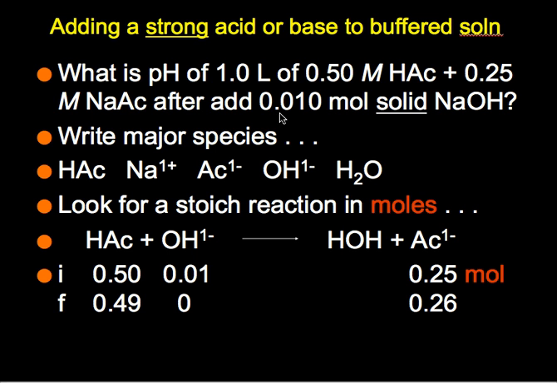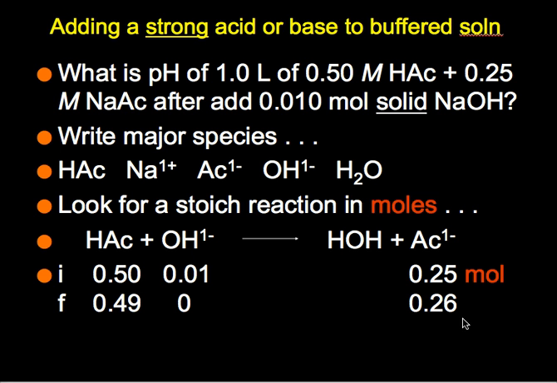What does it do? Well, first of all, that base will react. What will it react with? Well, it'll react with the acid. So you've got to do the stoichiometry first. You've got initially 0.5 moles of acetic acid. You also have 0.01 moles of base added. So when they react, what you have is 0.45 moles of the acetic acid left over. But when the base neutralizes the acid, remember that what you're forming is more conjugate base. So now the acetate ion has increased from 0.25 molar to 0.6 molar.